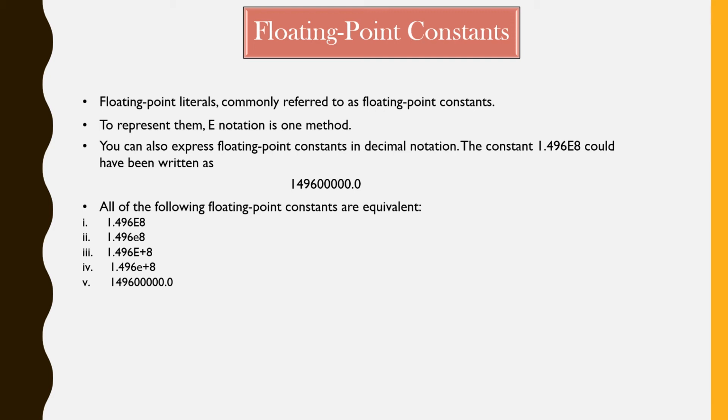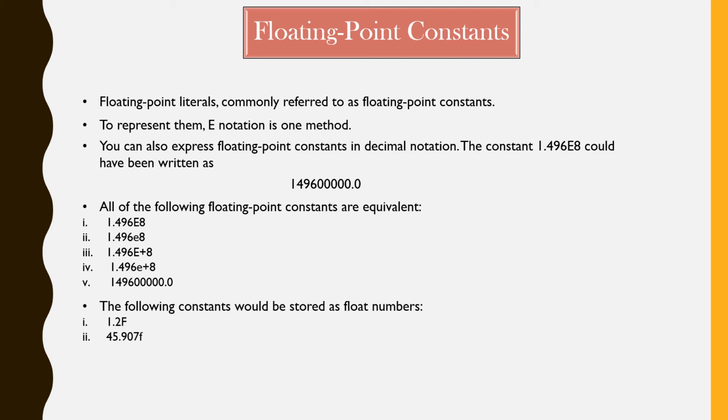Floating point constants are normally stored in memory as doubles. Just in case you need to force a constant to be stored as float, you can append the letter f or small f to the end of it. For example, the following constants would be stored as float numbers.